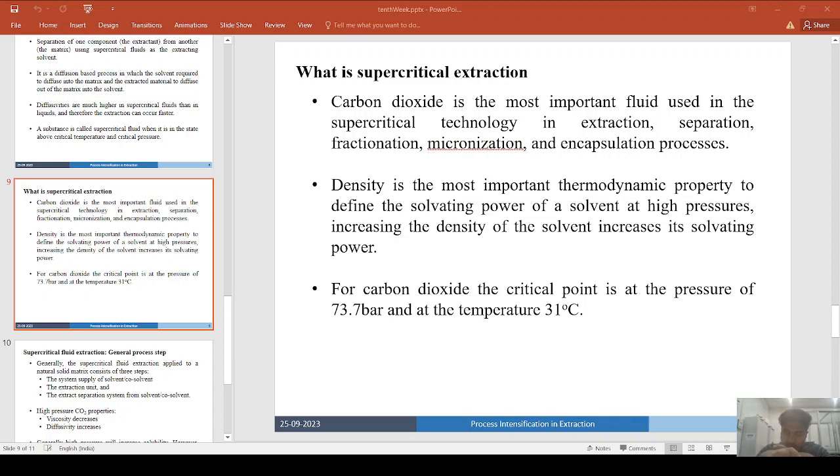As we know, for carbon dioxide, the critical point is at a pressure of 73.7 bar and a temperature of 304.15 kelvin or 31 degrees Celsius. It makes carbon dioxide the most applied solvent to extract thermosensible substances, because the temperature is just 31 degrees Celsius. If there is a thermosensible substance, 31 degrees Celsius is very near to room temperature. That is why it is the most applied solvent to extract thermosensible substances.